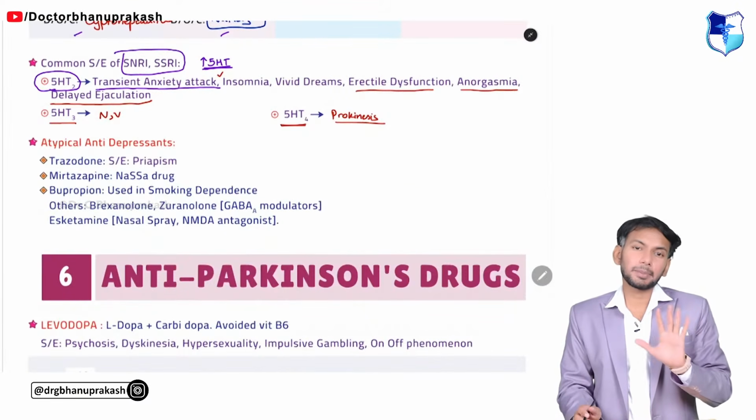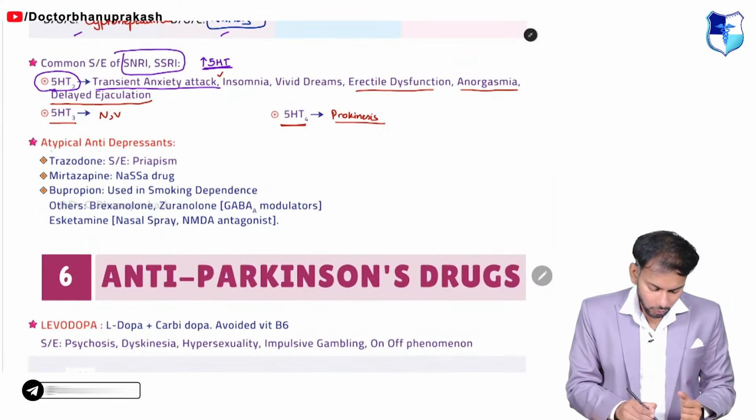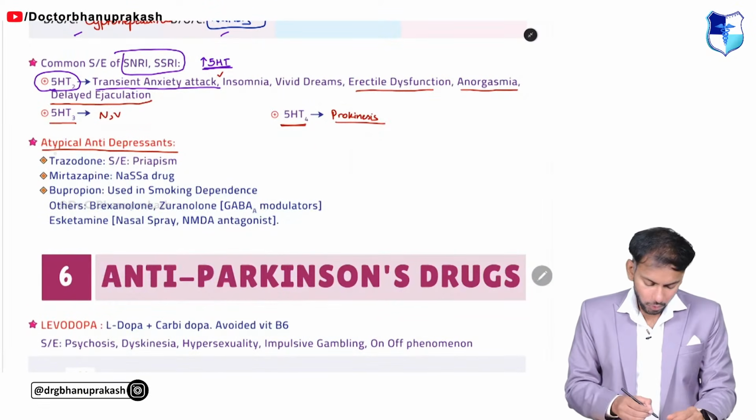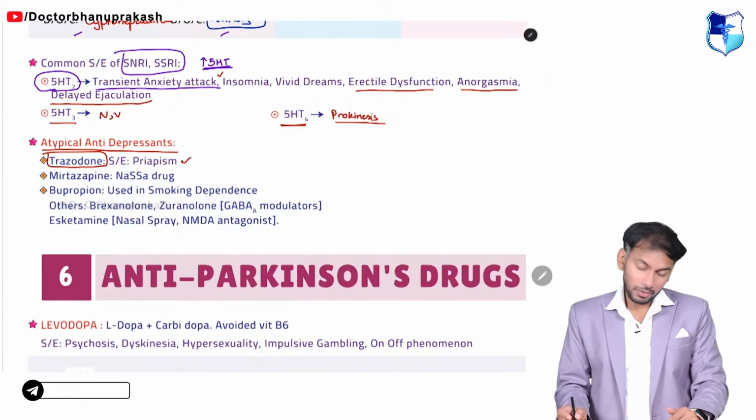Now, these are typical antidepressants, 4 classes of drugs. Now we have newer drugs. These are known as atypical antidepressants. In this, at least remember 1 or 2. Trazodone, it will cause priapism. This is the side effect of trazodone.